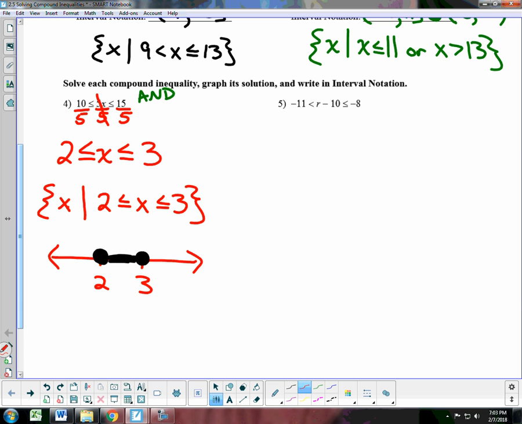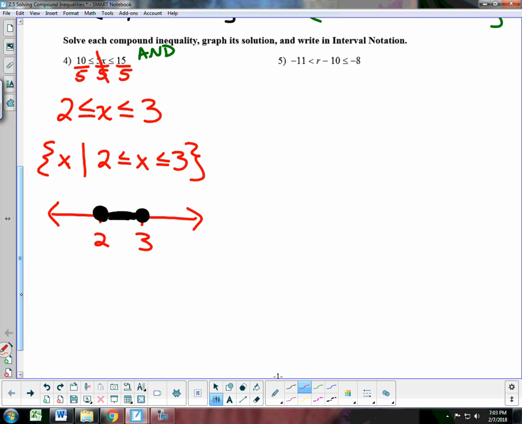For interval notation, we don't have any infinities going on here, so we're starting at 2, ending at 3. And both are closed brackets, square brackets, because we have closed circles. So there we go.